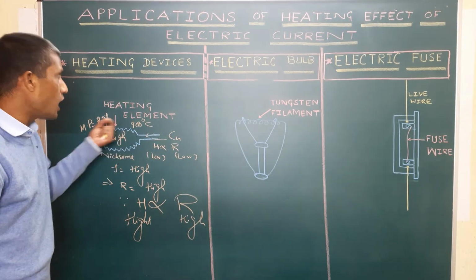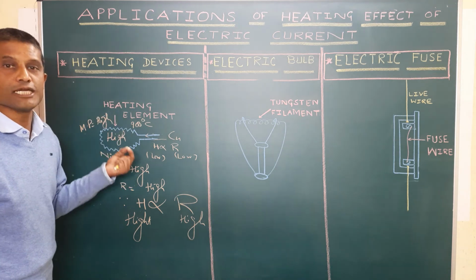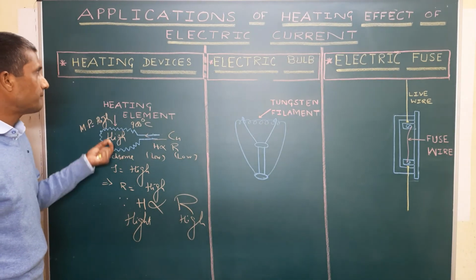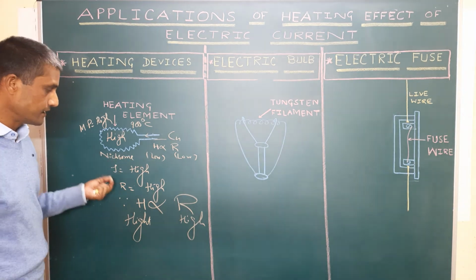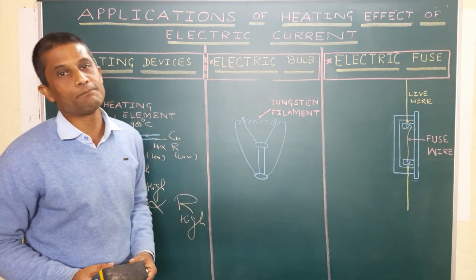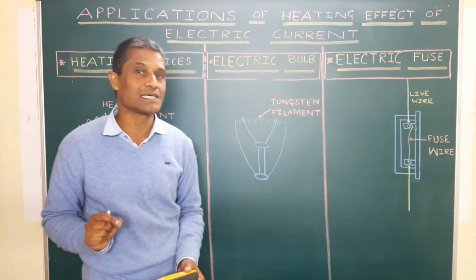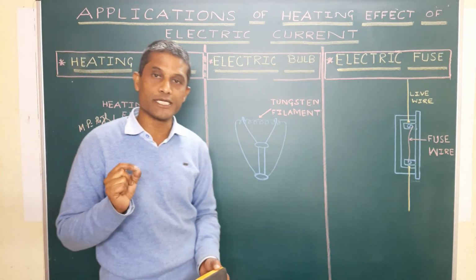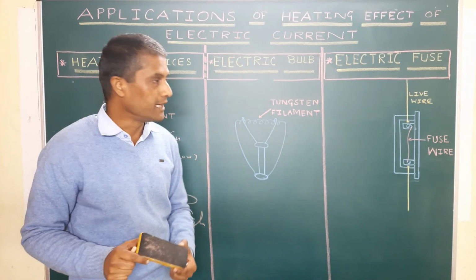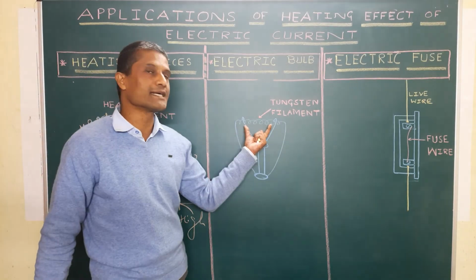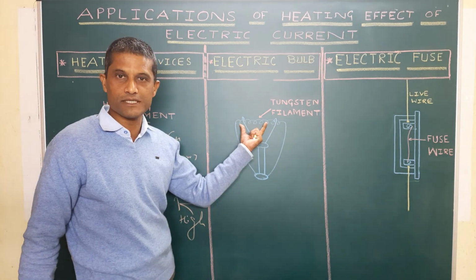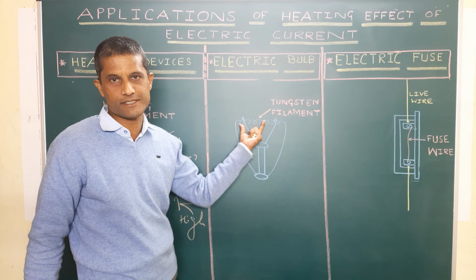And that is how the heating effect of electric current is responsible for the working of heating devices. Number two is the electric bulb. Remember, the electric bulb also works under the principle of heating effect of electric current. In an electric bulb, there is a tungsten filament present. This is the tungsten which is coiled over there, a thin tungsten filament.